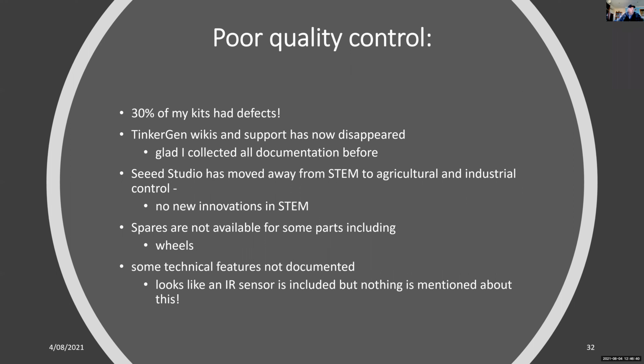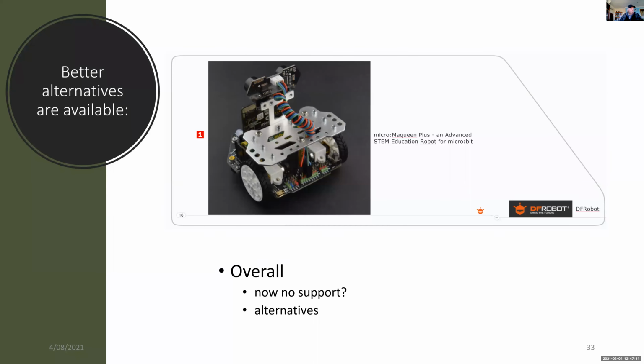The Tinkergen wikis have disappeared, but you can still get access to the tutorials via the Codecraft help. And there doesn't seem to be much activity over the last couple of years in this area from Seed Studio. So it may not be the best choice if you're looking for a STEM robot kit based on microbit. And there are other alternatives.